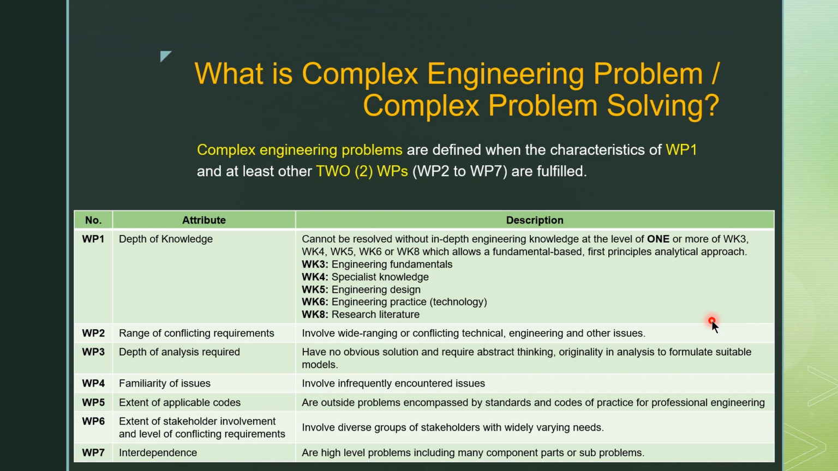Another one is WP3, depth of analysis required: no obvious solution, and requires abstract thinking or generally analysis to formulate suitable models. For example, a disabled person with both arms broken still needs to eat. The food is there, but he cannot eat because his hands cannot be used, and there are no people there, but he needs to eat to survive. You need to come up with a solution that helps him, maybe auto feeding, something like that.